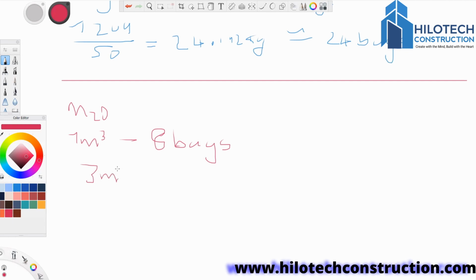So if we had 8 bags in 1 meters cube, then in 3 meters cube we're going to be having what? 8 times 3, which is what? 24 bags. And you see it's still the same. Okay, so this is also very straightforward to do. All you need to do is just calculate the dry volume, cross multiply by 8 bags. So whatever volume you have, you just multiply. So this is the second step.